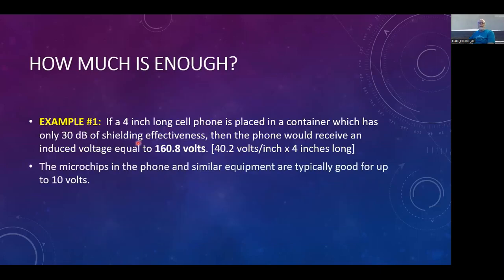And I give a couple examples here, a 4-inch cell phone. If the container had 30 dB worth of shielding effectiveness, then that cell phone would receive 160 volts, which of course would fry it, because the components are good to about 10 volts, so you would have a problem, right?